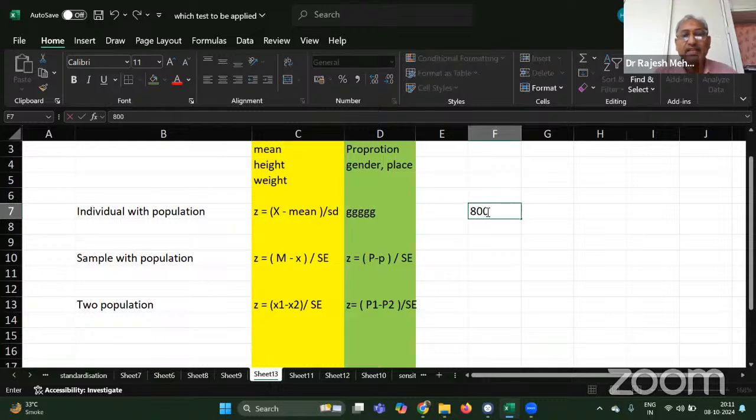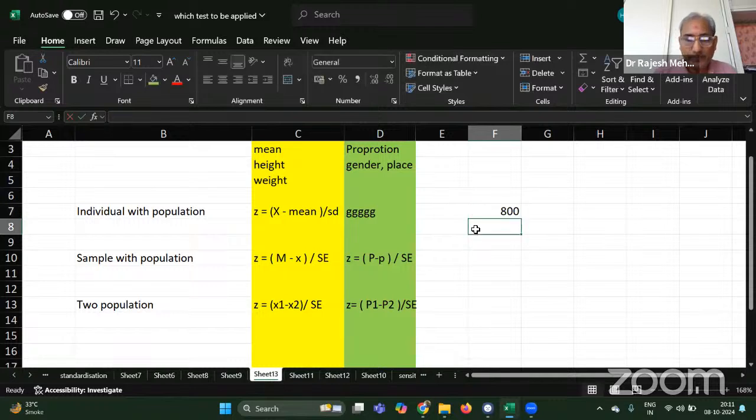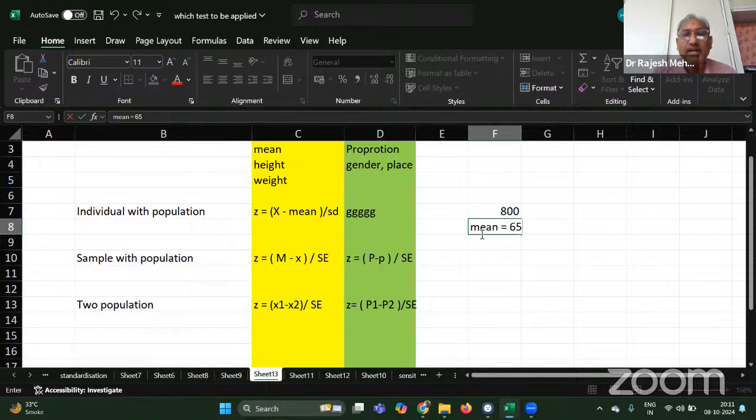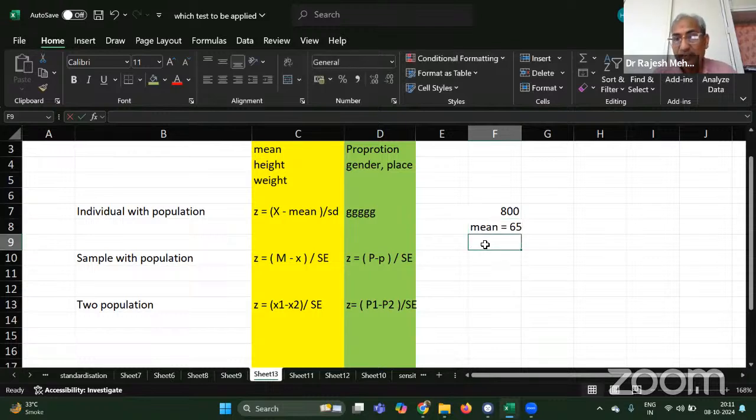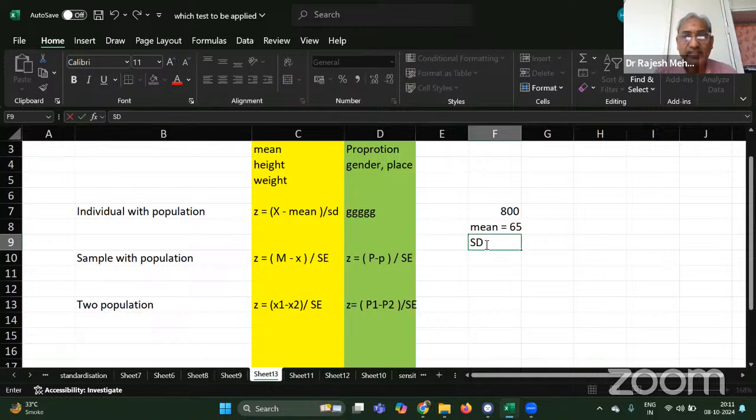800 students studying in medical college, and I want to find out their mean exam marks, and let's say it is 65 marks. The mean score of their marks is 65, and let's say we consider this as performance in, for the time being, the subject of anatomy. 65 marks they are getting as mean, and the standard deviation is, let's say, 10.